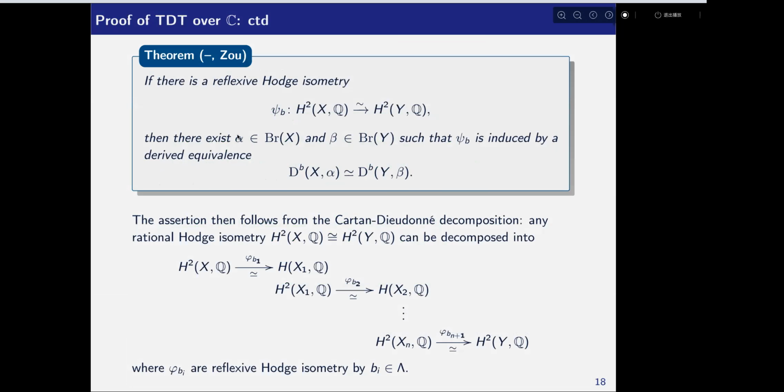So basically, this is when there is a reflexive Hodge isometry, and it will induce some derived equivalence between twisted abelian surfaces. This is standard, the proof is not that interesting. Similarly, there will be some Cartan-Dieudonné decomposition, so that any rational Hodge isometry will decompose into some reflexive Hodge isometries.